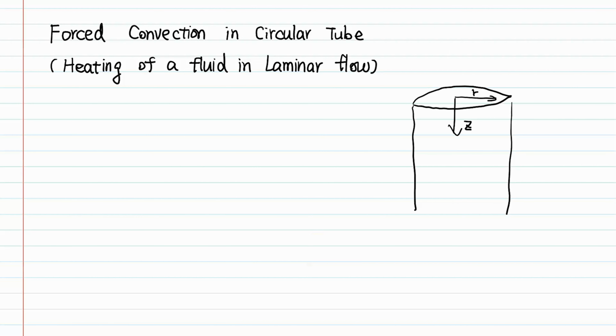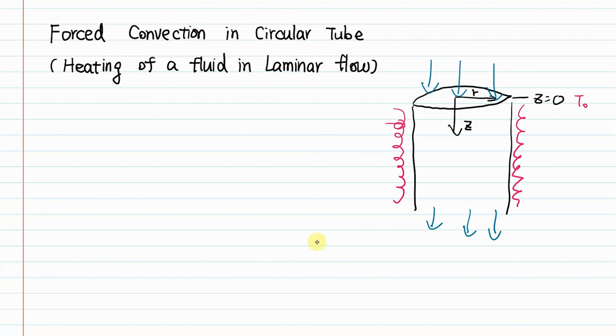And let's say this is defined as z equals zero, and we have a temperature of T naught at this entrance. The fluid is coming in from above, downwards, and going out. Then we assume you have some heating coils surrounding our cylindrical tube, so that you have a constant heat flow coming in from the radial direction. So we assume a constant heat flow Q naught into the tube wall.